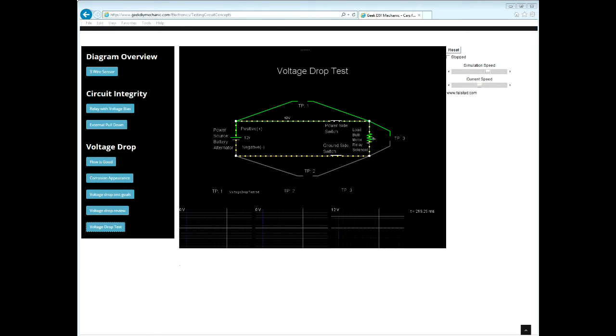For example, if we were testing the high power portion of the starting circuit, the ignition key must be in the start position, which closes the circuit, sending power to the starter. You can see the values for each test point by looking at the scope readouts at the bottom of the screen. So test point 1 is here, test point 2 is here, and test point 3 is here.